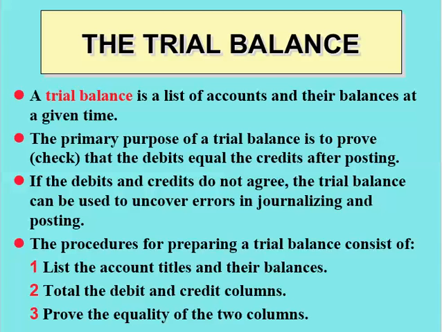Okay, so the third step in the accounting cycle is to prepare an unadjusted trial balance. The first step was to recognize, measure, and journalize transactions. The second step is to post those transactions to the general ledger. And then the third step here is going to be to prepare an unadjusted trial balance.